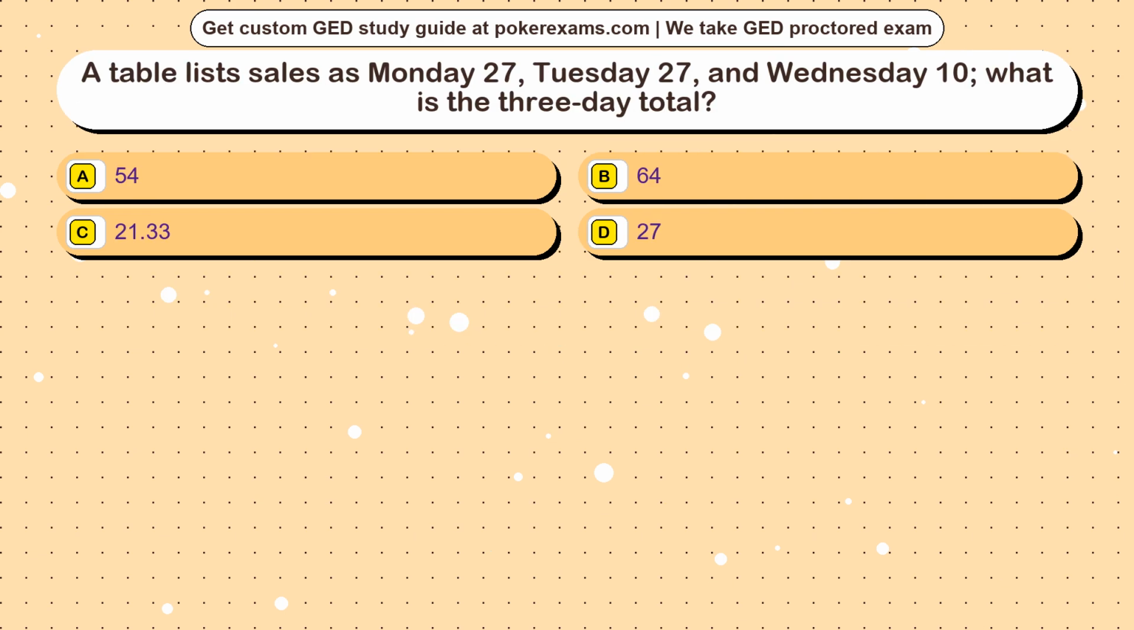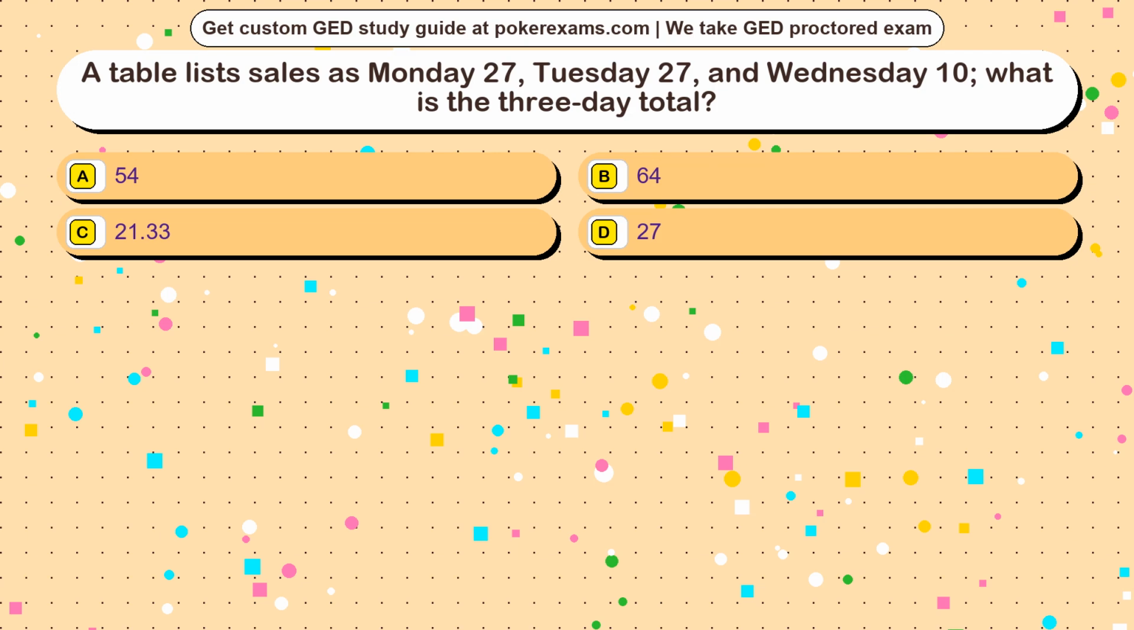Question 13. A table lists sales as Monday 27, Tuesday 27, and Wednesday 10. What is the 3-day total? Option A, 54. Option B, 64. Option C, 21.33. Option D, 27.